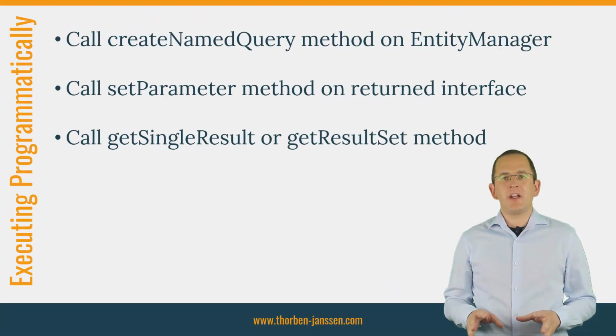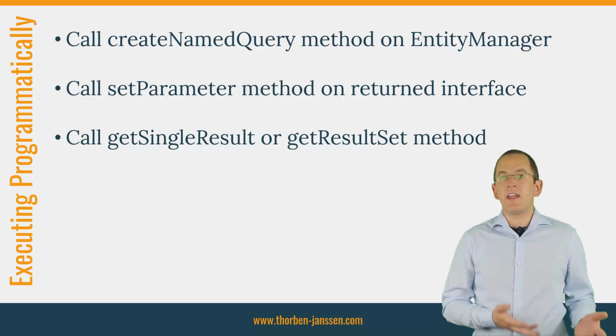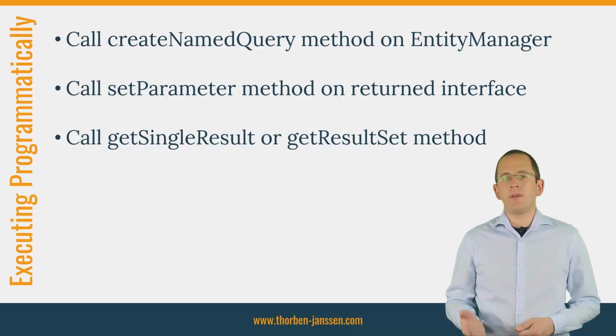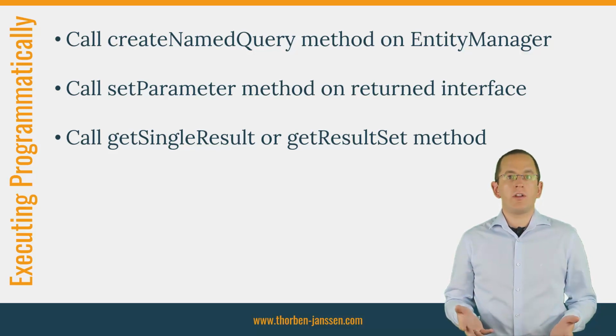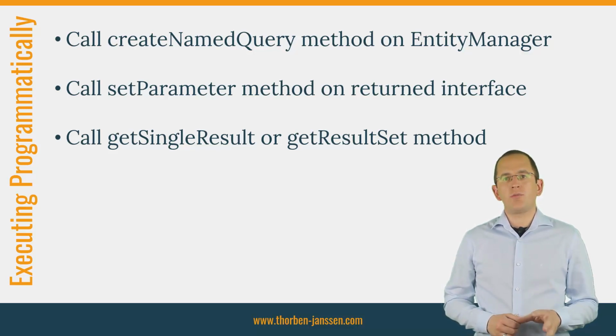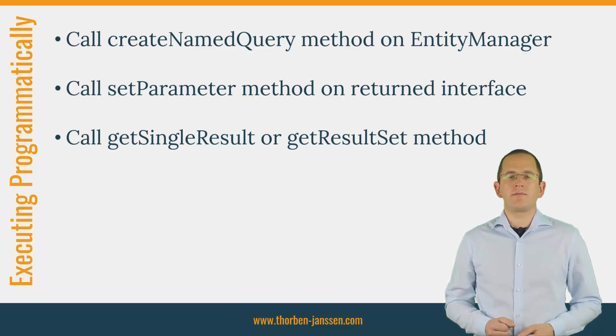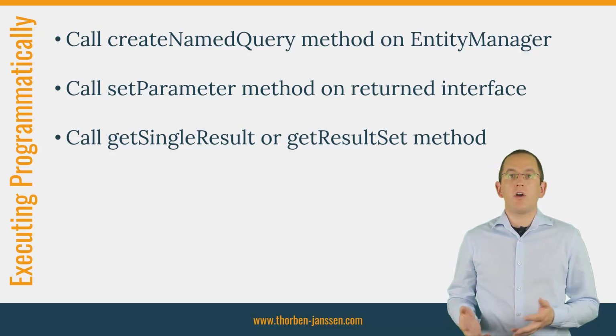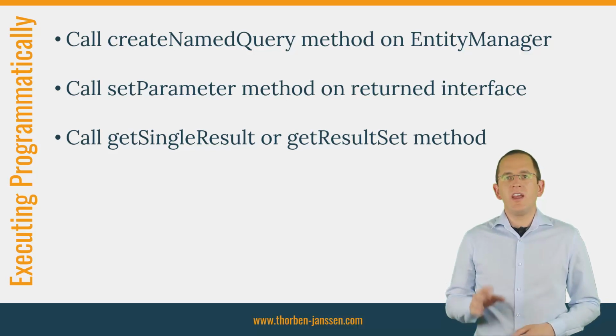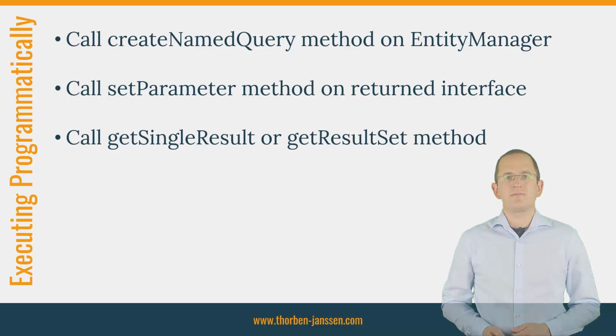Using JPA's EntityManager, you can run named native queries and named JPQL queries in the same way. You call the createNamedQuery method on the EntityManager with the name of the named query you want to execute. That gives you an instance of a Query or TypedQuery interface. You will then call the setParameter method on the returned interface for each bind parameter used in your query. As a final step, you call the getSingleResult or getResultList method on the Query or TypedQuery interface. That executes the query and returns one or multiple result set records.